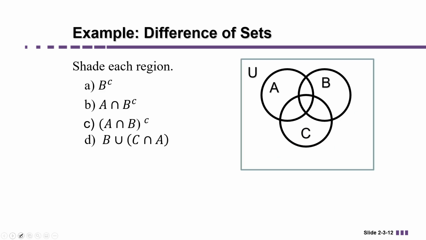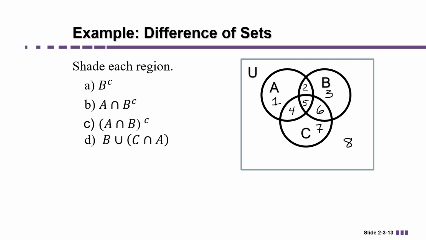Now the same technique that we just used can also be used to shade regions of a Venn diagram. Here we have a Venn diagram of 3 sets. And a standard Venn diagram of 3 sets has 8 different regions. So if you're asked to use set operations to shade a particular region, I recommend that you number the regions. 1, 2, 3, 4, 5, 6, 7, 8. It really doesn't matter which one you put which number in. These numbers are just there to help us keep track of the set operations.